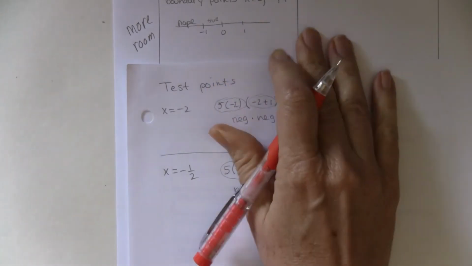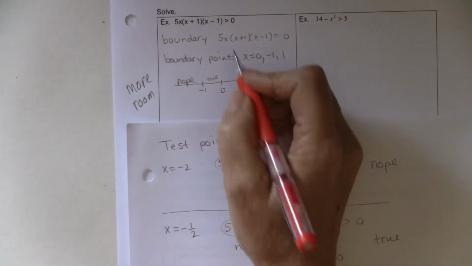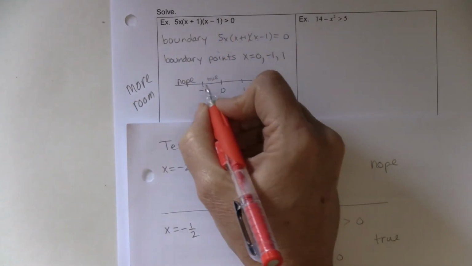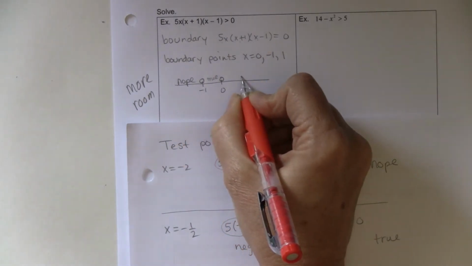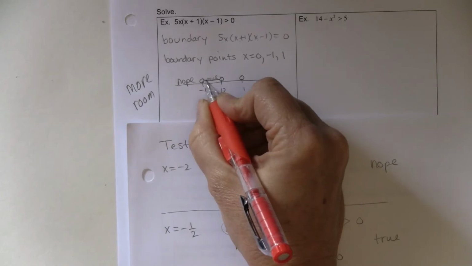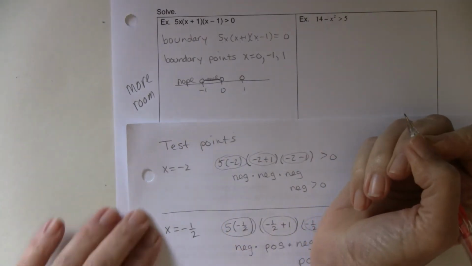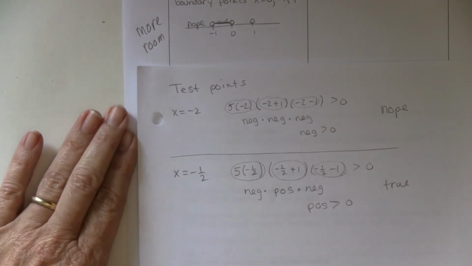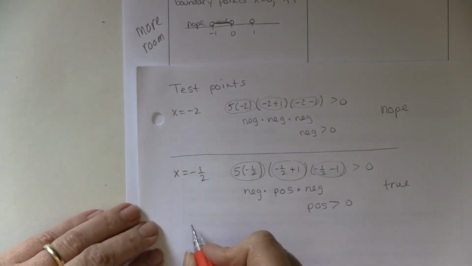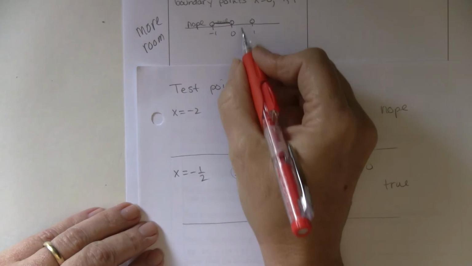Oh, I forgot to put my open circles or closed circles. What are they? They're open. So let me put my open circles on here. Open circle, open, open, open, right? And so that part is a solution. Okay. Then we want to look at the next region, and I'm going to test half.